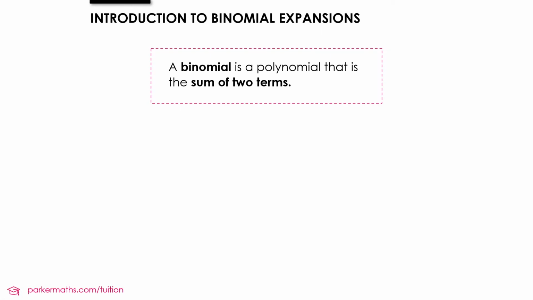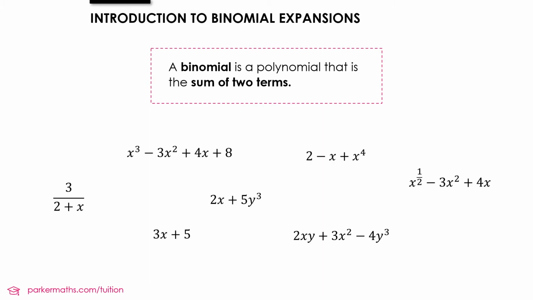Okay, let's now take a look at what we mean by a binomial. So a binomial is a polynomial that is the sum of 2 terms. So let me just put some expressions on the screen. You might like to pause the video and see if you can identify which of these expressions are polynomials first of all.